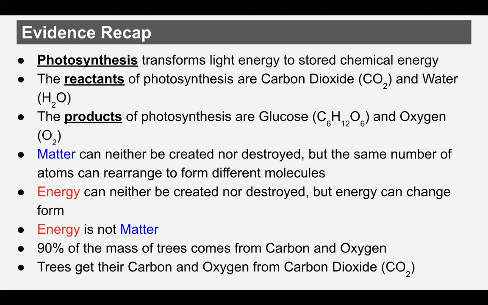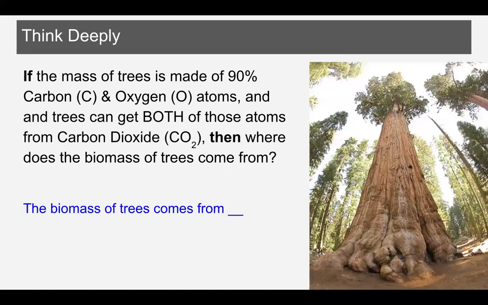90% of the mass of a tree comes from carbon and oxygen. And trees get their carbon and oxygen from carbon dioxide. So if the mass of a tree is made of 90% carbon and oxygen atoms, and trees get both of these atoms from carbon dioxide, then where does the biomass of trees come from? How do trees get to be so big?